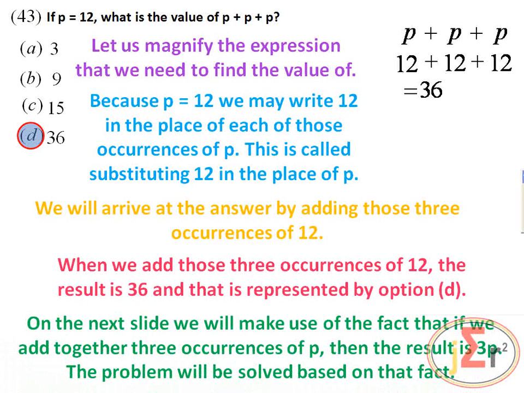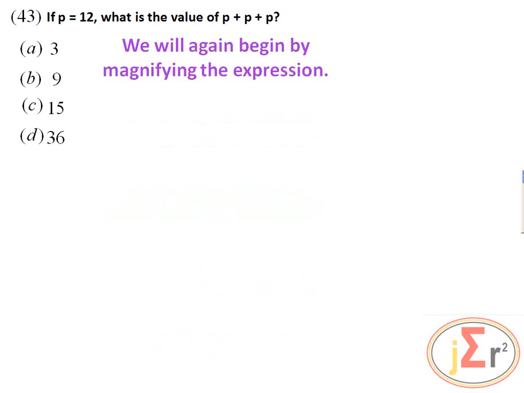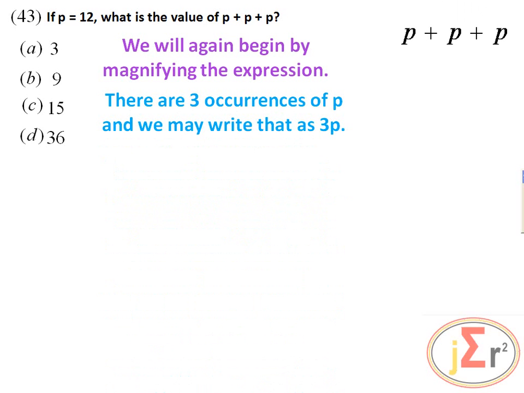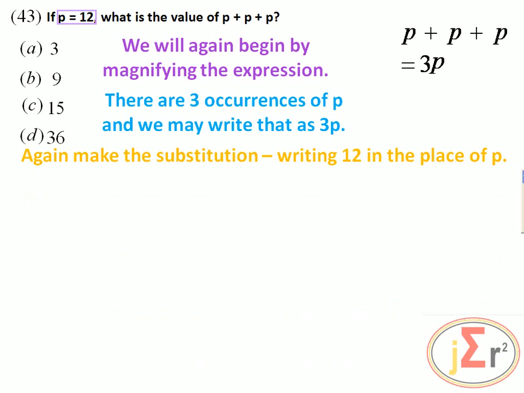On the next slide, we will make use of the fact that if we add together three occurrences of P, then the result is 3P. The problem will be solved based on that fact. We will begin again by magnifying the original expression. There it is. There are three occurrences of P, and we may write that as 3P. P is equal to 12. Again, make the substitution, writing 12 in the place of P.